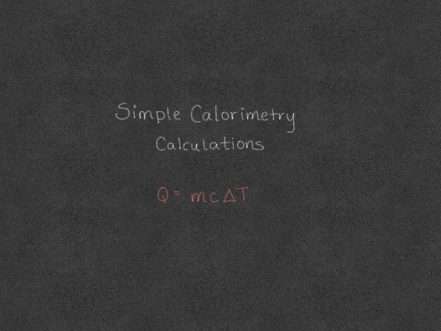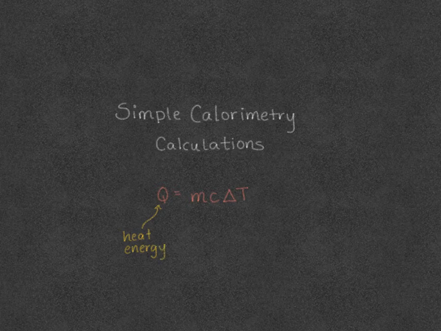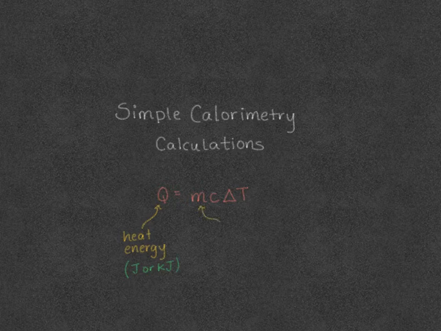In this video, we're going to look at simple calorimetry calculations using the equation Q equals mc delta T. So Q is our heat energy, and we typically measure this in either joules or kilojoules. M is the mass, so of whatever is changing temperature. And this mass is going to be measured in either grams or kilograms.